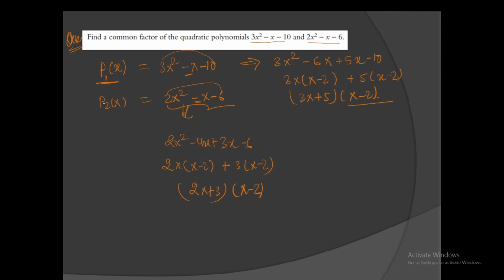You can see that in p1 of x and p2 of x, x minus 2 is the common factor. You can also verify by putting the value x equal to 2 in both, and both turn out to be 0. Like 3 into 4, 12, minus 2 minus 10, so it is 0. And 2 into 4, 8 minus 2 minus 6, it is also 0. So since x minus 2 is a factor, it turns the remainder to 0. So x minus 2 is the common factor, and our answer is x minus 2.